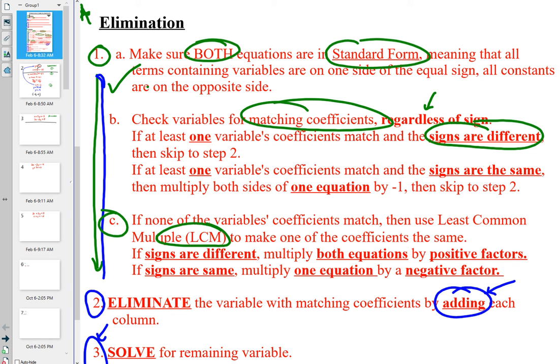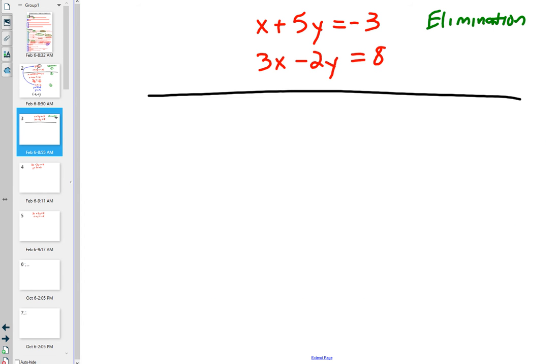I'm not going to make you read everything, I'm just going to demonstrate it for you. If you think of these as being columns, and we want the x's lined up above each other and the y's lined up above each other, do either the x's or y's have matching coefficients currently? No, so we're going to have to make them match.